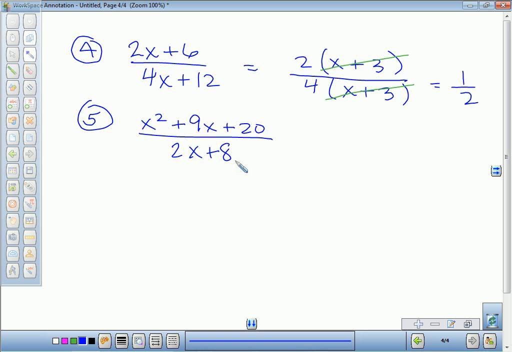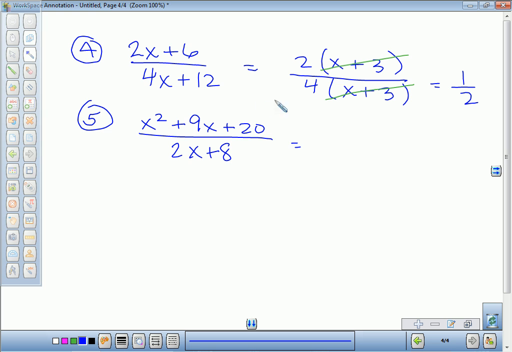Right now, I can't reduce anything. Nothing will simplify as it's written. But if I can factor, then maybe it will simplify. Sometimes it does. Okay, a lot of times when I make up the problems, it does, because that's what we're trying to learn how to do.